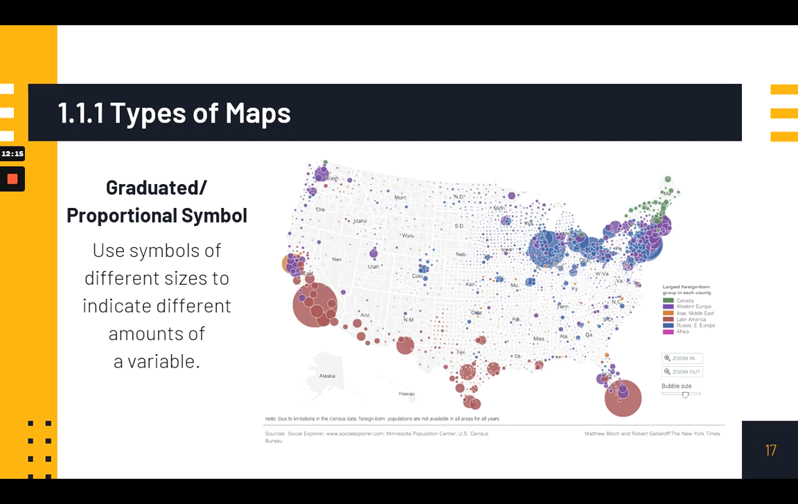Here's another type of map, graduated proportional symbol. I don't think you need to know the term, but you need to know how to read these things. So this is the kind of map where they have a symbol, usually a circle, and the bigger the symbol, the more prominent or common it is in that area.